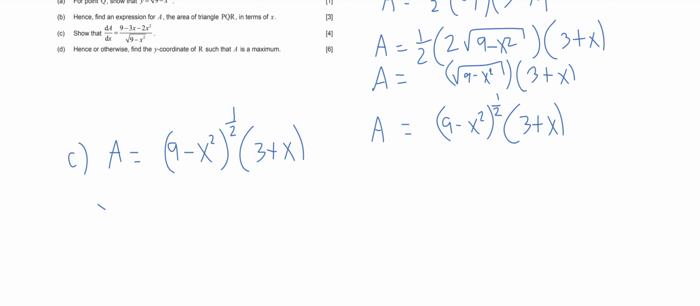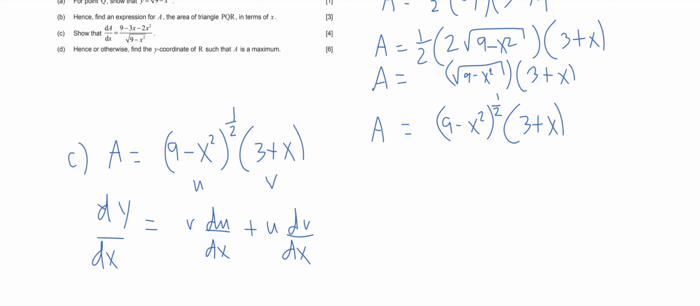So dy by dx equals v du by dx plus u dv by dx. In this case, (9 minus x squared) to the half being u and 3 plus x being v.